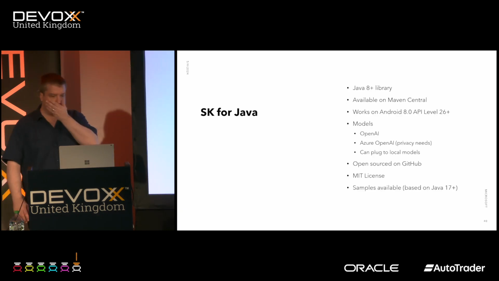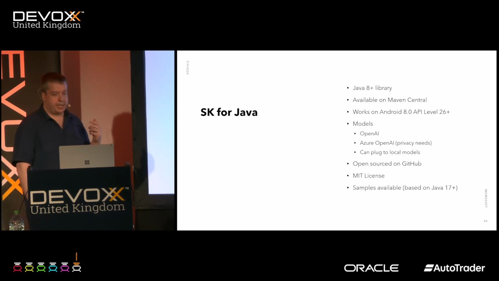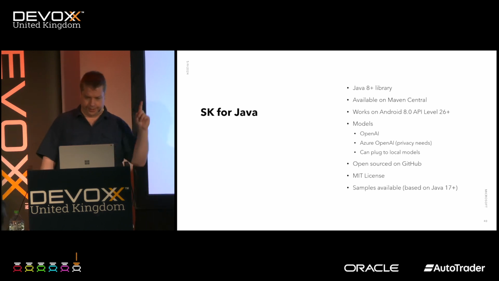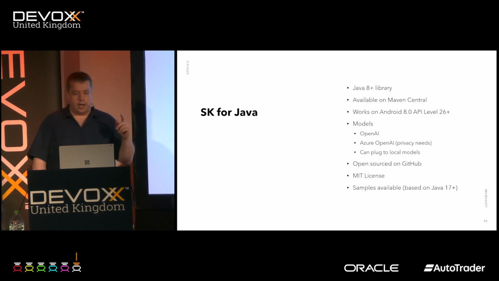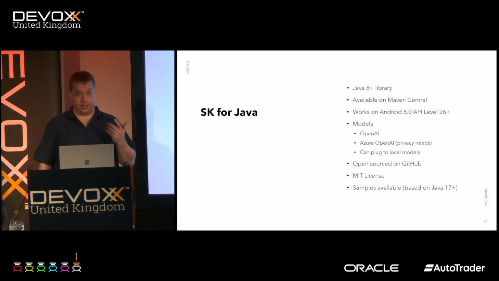So, just to wrap up here a bit. Semantic Kernel for Java is a Java 8 plus library, available on Maven Central. I'll link to the Maven coordinates in the next few slides. Currently, we have OpenAI integration, but we're working on adding more services. As I say, I've got in development a Hugging Face integration that's working well for text completion, and we also have people working on Mistral and Gemini right now.